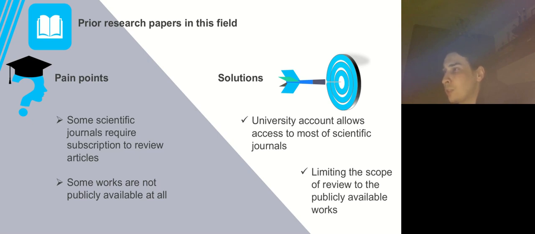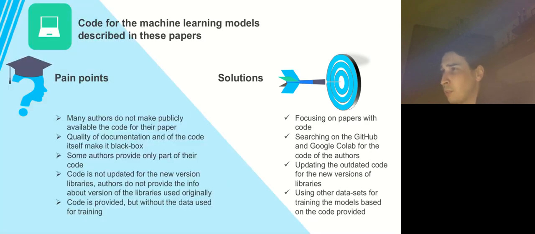And what could the solutions be? Some journals allow access through the university account, and otherwise what you have to do is limit the scope of your review to those publicly available works.